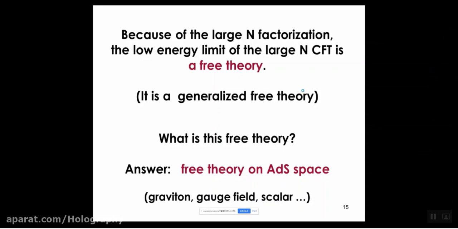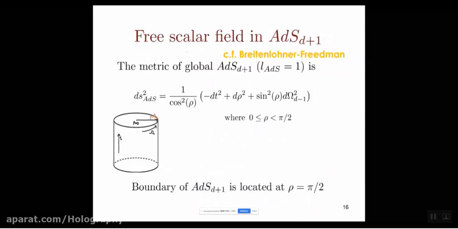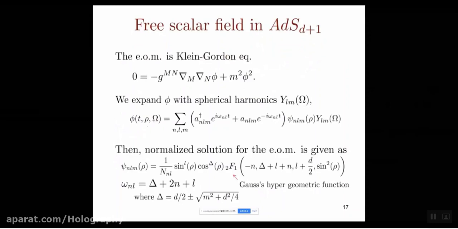Actually, here we consider a free scalar field in AdS space. The AdS metric is this one, where rho is the radial direction, and rho equal pi over 2 is the asymptotic boundary of the AdS space. The equation of motion is the Klein-Gordon equation, and we can expand the scalar in AdS space with spherical harmonics and a time plane wave. The wave function for rho is determined by the Klein-Gordon equation, and the normalizable solution is given by this one.